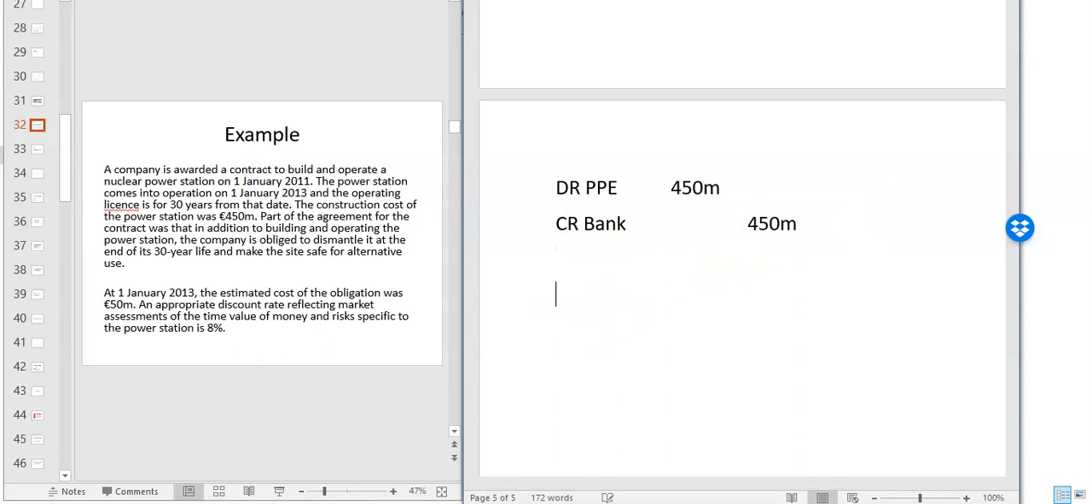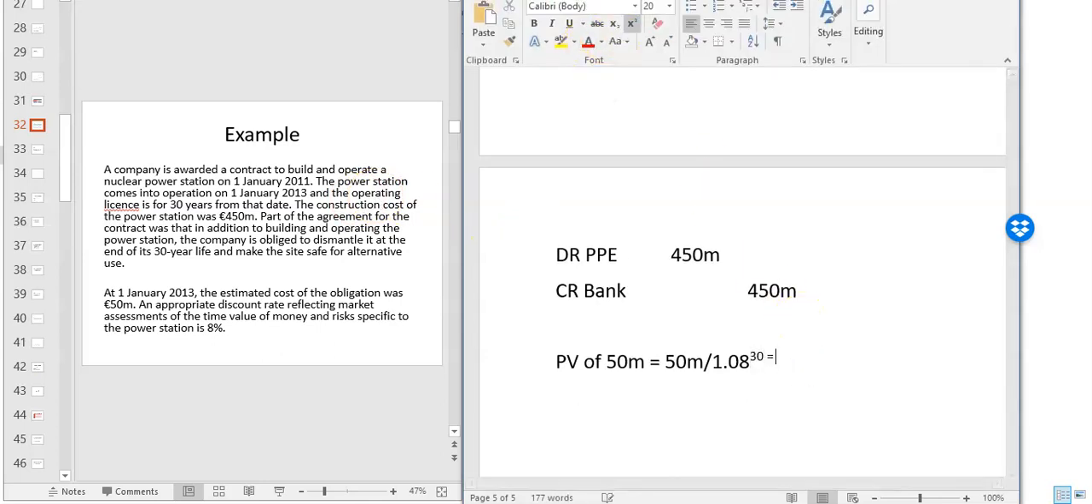But we'll also have this 50 million. Now you can't just debit PP&E 50 million because it's not going to be paid until 30 years' time. So what we do is we get the present value of the 50 million, which is 50 million divided by 1.08 to the power of 30.